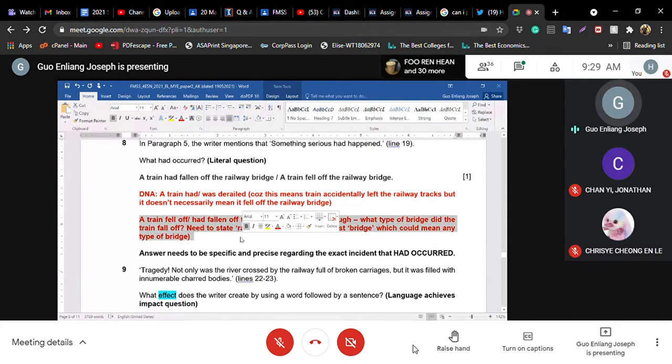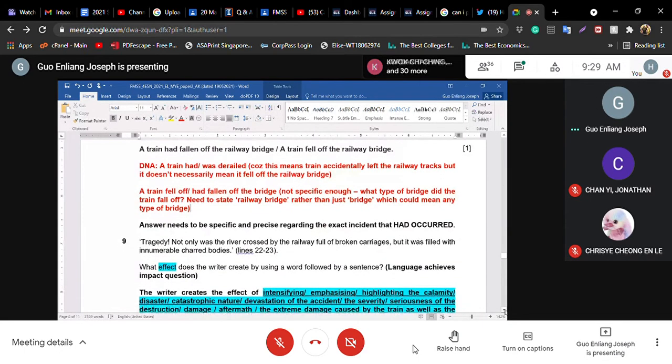The other popular wrong answer is this. You just say that the train fell off the bridge, but what bridge is it? It is not specific enough. It needs to state railway bridge, the exact type of bridge, because there are a lot of types of bridges. So basically, complete answers need to be very precise and specific. That's the learning point. Let's move on.